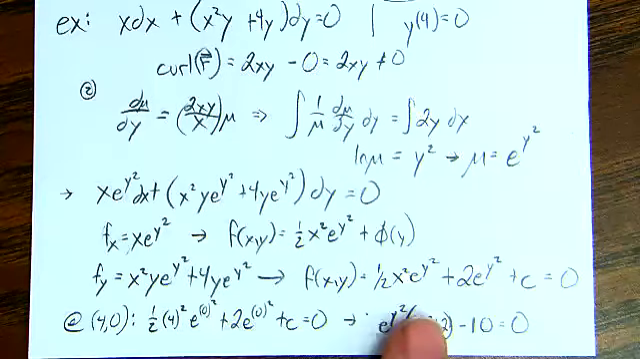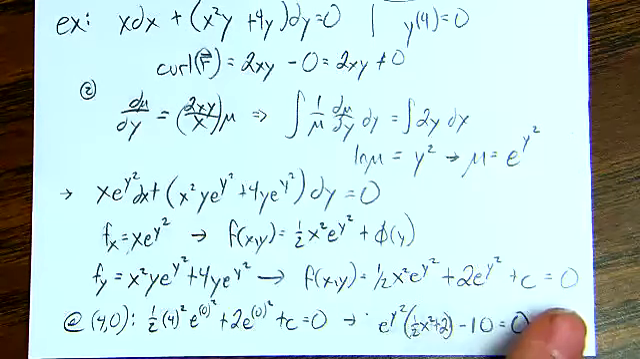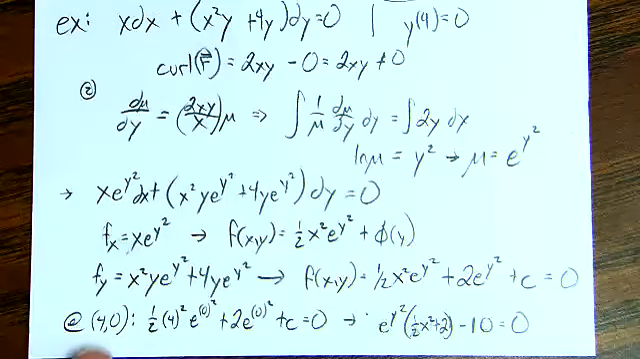We're looking for a level curve of this. So taking the level curve equal to 0, now plugging in the point 0, 4, making sure this passes through this point, we get that c here is such that we have the equation e to the y squared times the quantity 1/2 x squared plus 2 minus 10.